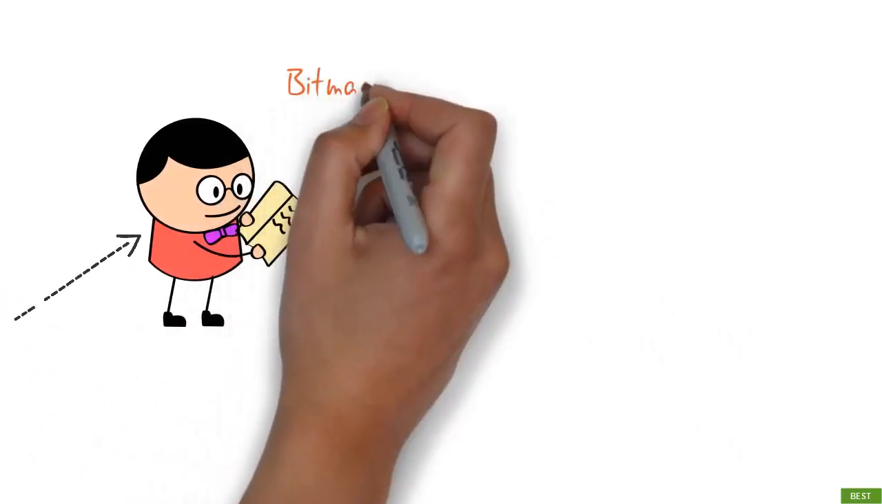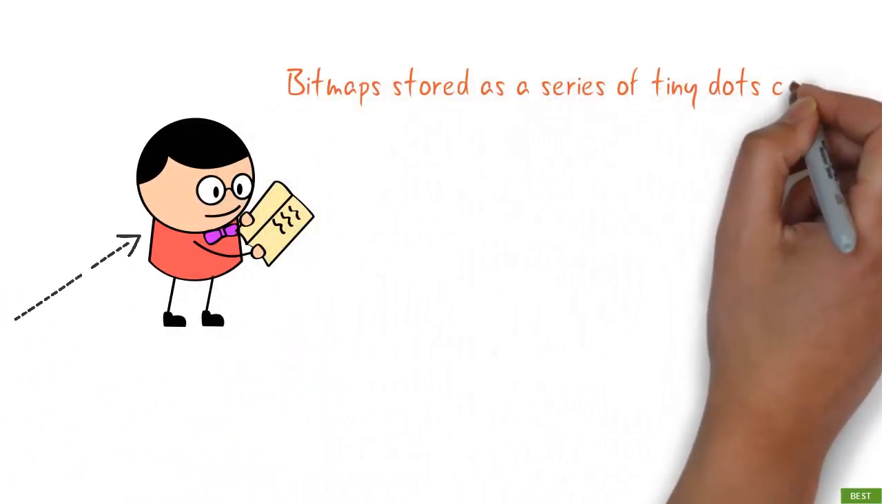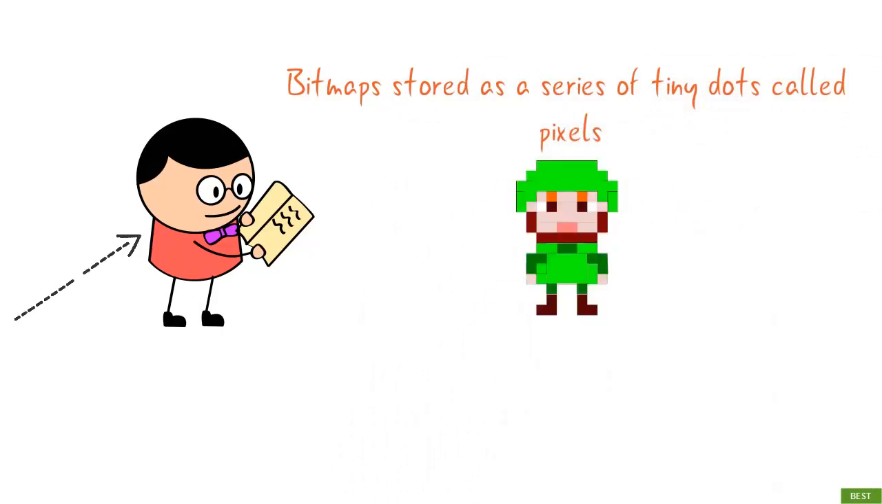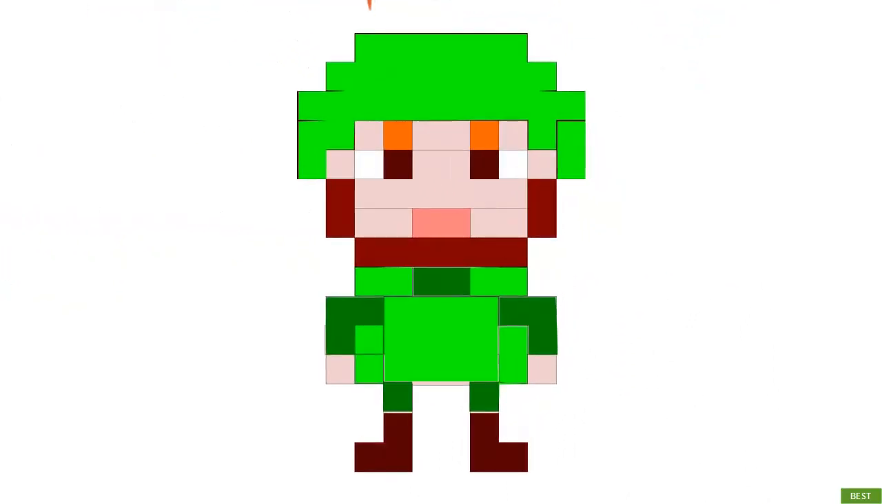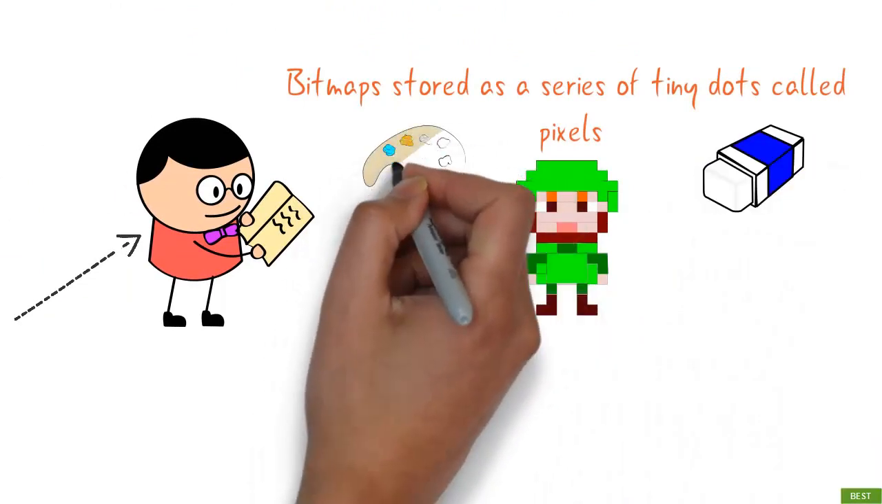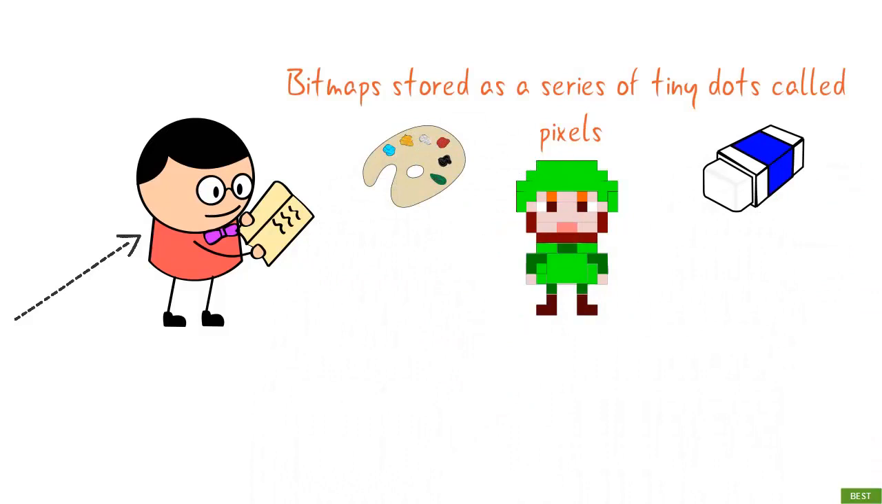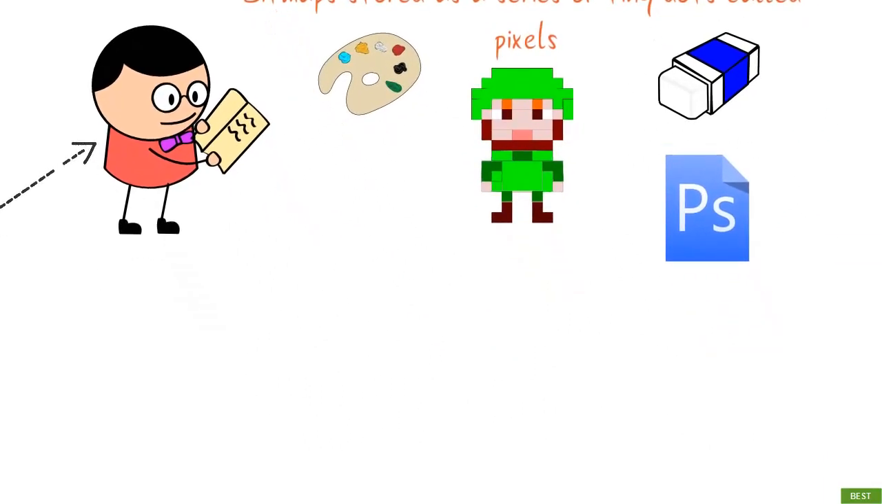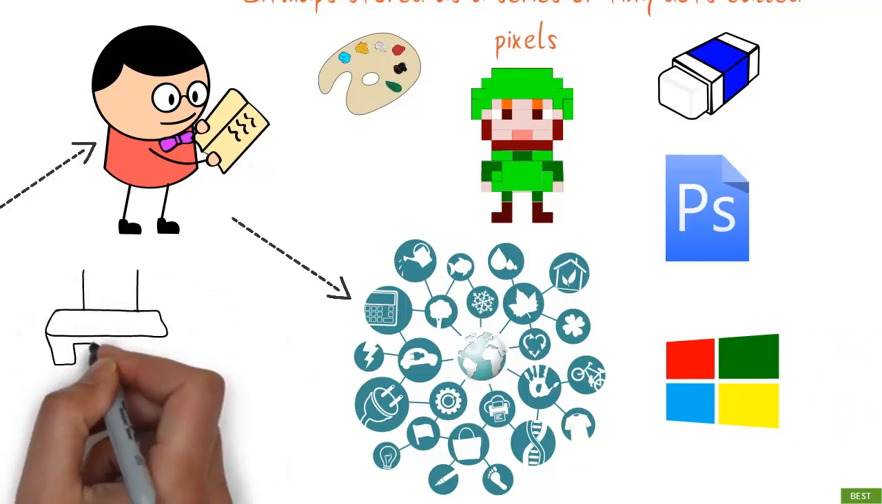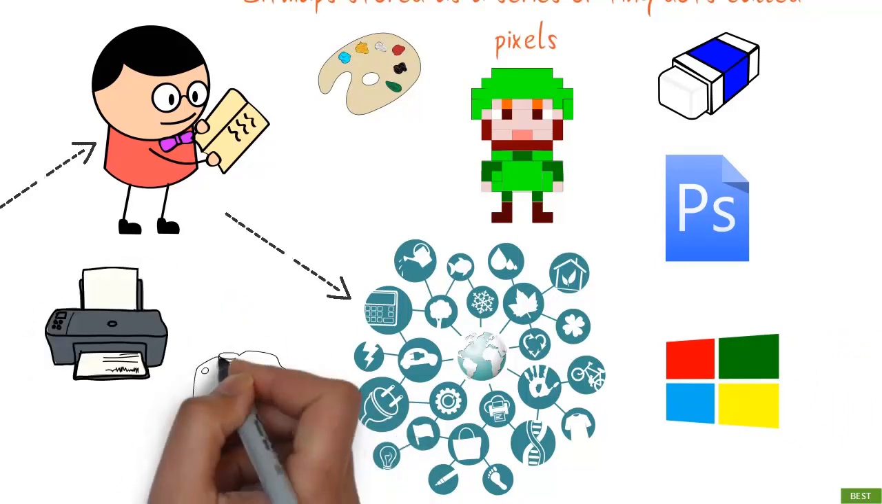Tuna read in books that bitmap images are stored as a series of tiny dots called pixels. Each pixel is actually a very small square that is assigned a color and then arranged in a pattern to form the image. When you zoom in on a bitmap image, you can see the individual pixels that make up the image. Bitmap graphics can be edited by erasing or changing the color of individual pixels using a program such as Adobe Photoshop. Bitmap images are the standard for internet graphics as well as Windows icons and backgrounds. Bitmaps are also the standard format for images captured by scanners and digital cameras.